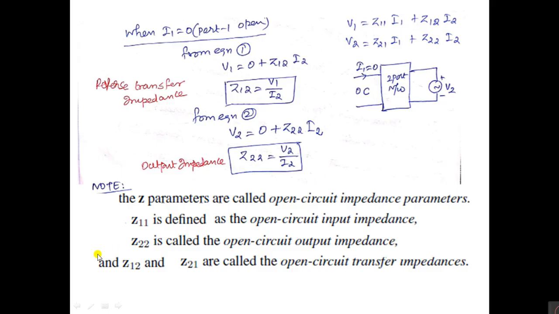Remember these terms because sometimes in a 2 mark question they may give you a circuit. They only ask to find the open circuit input impedance. They didn't mention whether it is Z11, Z12 or Z21. You should remember these terms. Accordingly, you should find out.